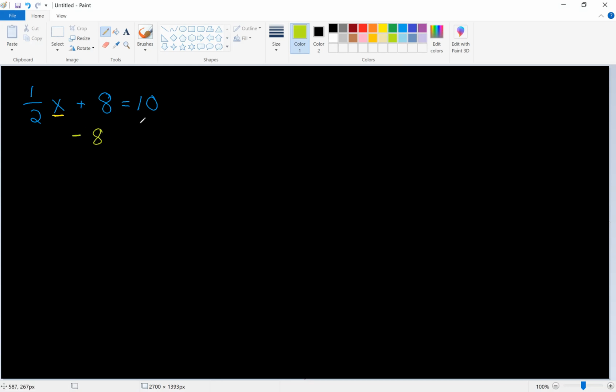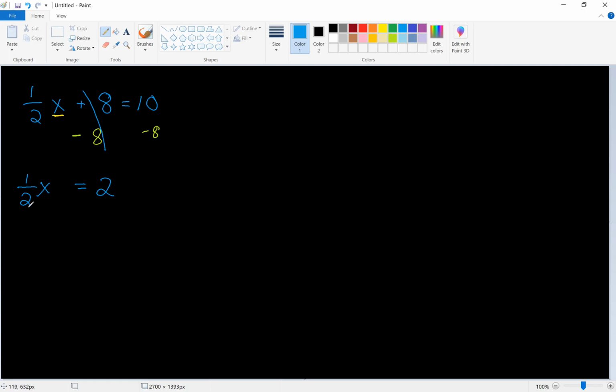Since this is an equation, whatever I do to one side, I'm going to do to the other side, and that's why I'm subtracting 8 from both sides. On the left-hand side, I still have a 1/2 x. That did not change, so I'm going to rewrite that on the next line. Next, I look at what I have. I have a plus 8 and a minus 8, so those cancel out and become a big 0. So there's nothing to write down there. And then I have 10 minus 8, and that gives me a 2.